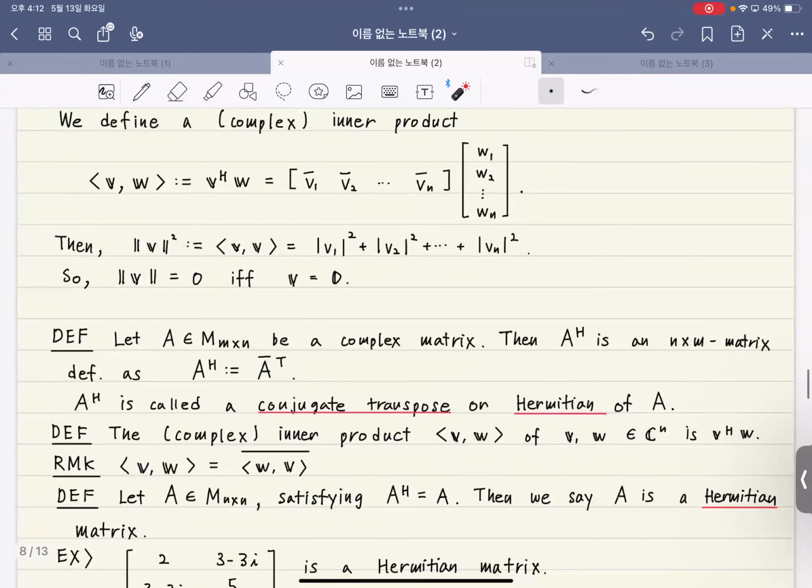By the way, there is one very important property regarding the complex inner product. For a real inner product, real vector V inner product with W is the same as W inner product with V, right? They were the same thing. But that is not true anymore for the complex inner product. If you compare V inner product with W and W inner product with V, then you can realize they're exactly complex conjugates of each other, because this H contains the complex conjugate. So this is a very crucial difference.